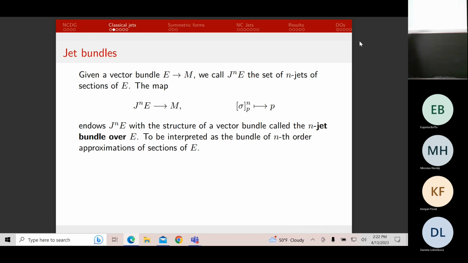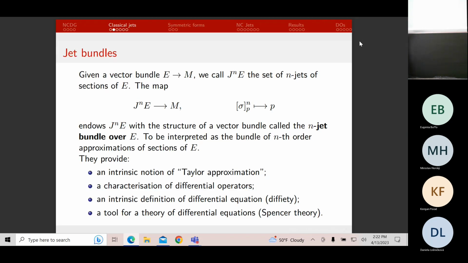Okay, so it turns out that if we take the set of all these n-jets, the object that we obtain is a smooth manifold, and not only that, but if we map every jet at P to the point P, this is actually a projection of vector bundles. So the space of jets is a vector bundle, which we call the jet bundle.